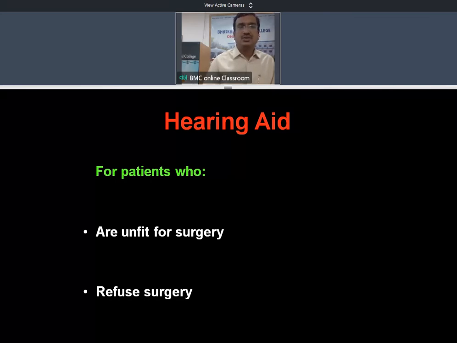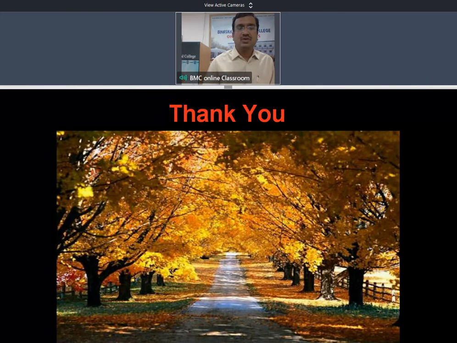In some patients who are unfit for surgery or refusing surgery, you can go for hearing aids. These patients will benefit from hearing aids because they have a normal sensory mechanism, and only conductive hearing loss will be there. If you give hearing aids, they will be able to hear. We need to counsel the patient before surgery. If they are willing for surgery, generally you can go for surgical treatment. In childhood or in extreme old age, you can go for amplification of the sound using hearing aids. So this is about otosclerosis.